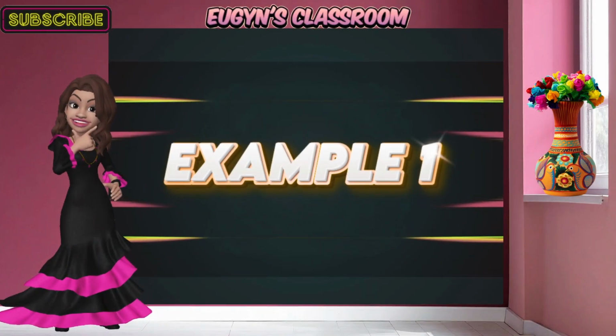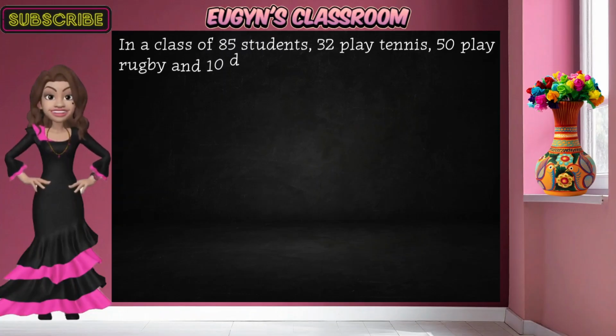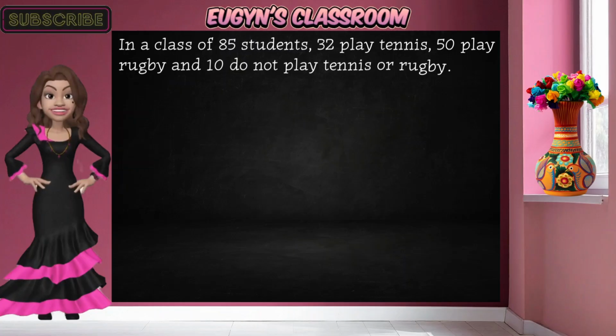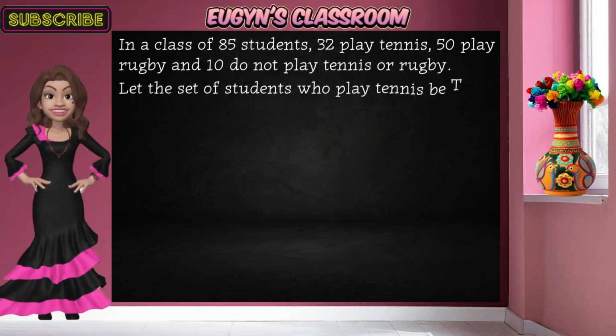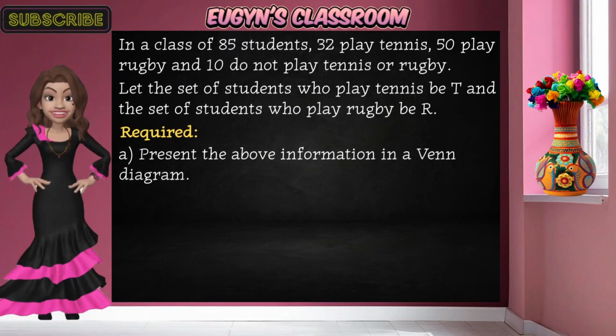Example 1. In a class of 85 students, 32 play tennis, 50 play rugby, and 10 do not play tennis or rugby. Let the set of students who play tennis be T, and the set of students who play rugby be R. Required: A. Present the above information in a Venn diagram.